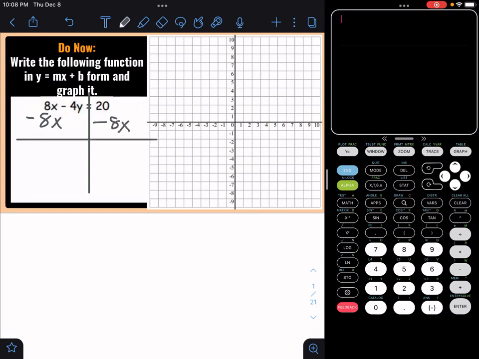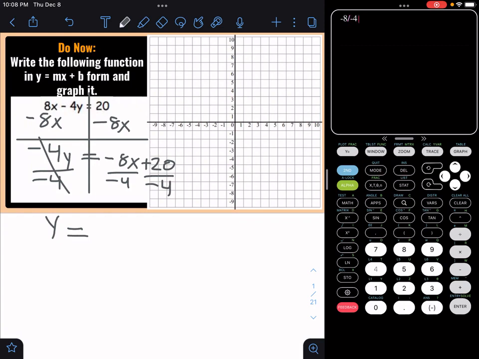When I do that, I will get negative 4y is equal to. I'm not going to write 20 minus 8x because I like my x to come first. So I'm going to write negative 8x plus 20. Then to get rid of that negative 4, I'm going to have to divide each number by negative 4. So then I will have y equals negative 8 divided by negative 4 is 2. So 2x. And then 20 divided by negative 4 is negative 5.